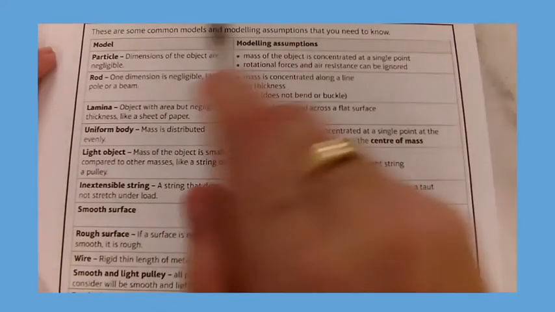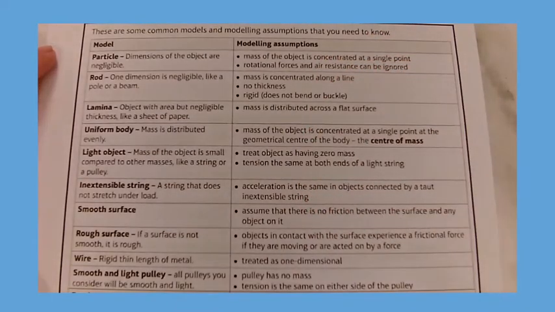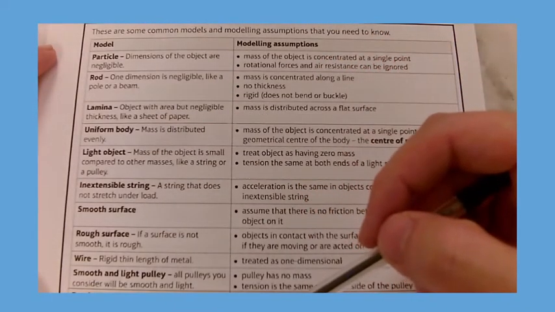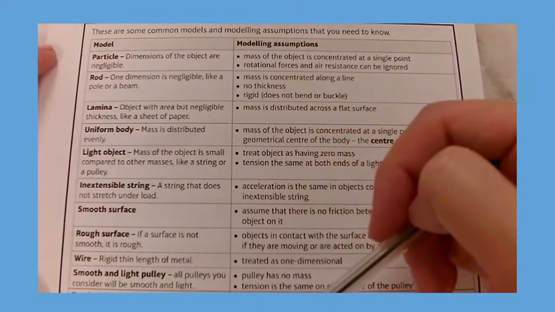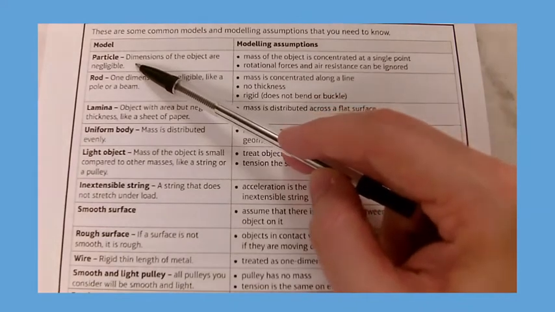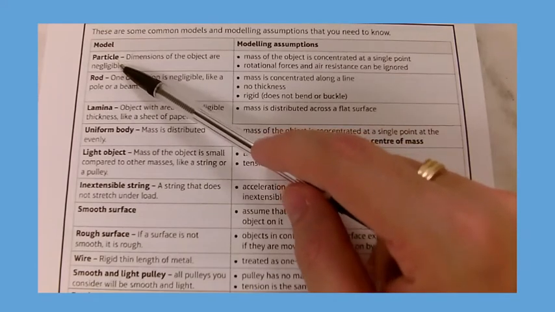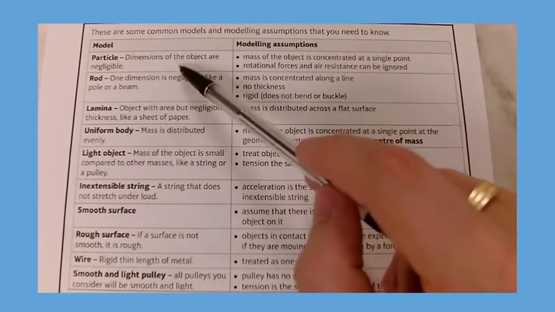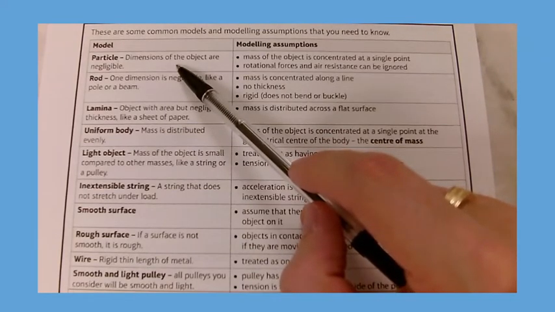So here are some common models and modelling assumptions that you need to know. These are things that you definitely need to know through the mechanics course. So words in bold will come up throughout Mechanics 1 and 2 in year 12 and year 13. Whenever you see the word particle in mechanics, it's a modelling assumption. A particle talks about an object where the dimensions are negligible. In the previous question, we could have modelled the basketball as a particle. We don't care about what the basketball looks like, its surface, or anything like that.